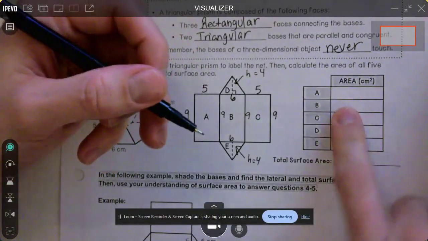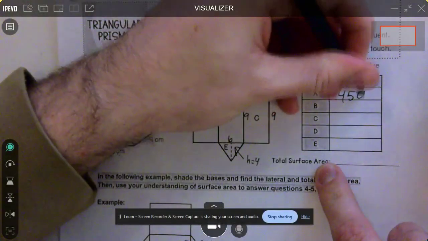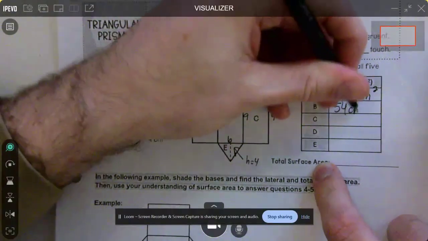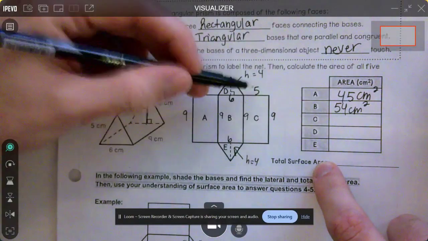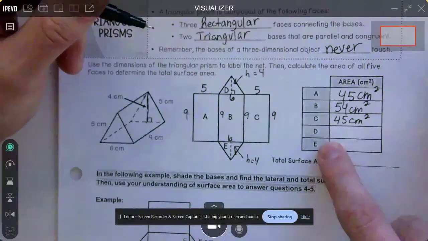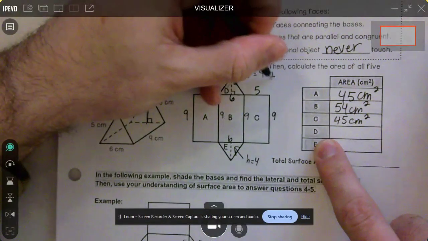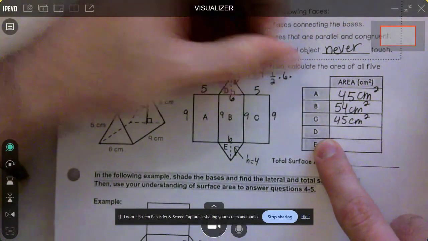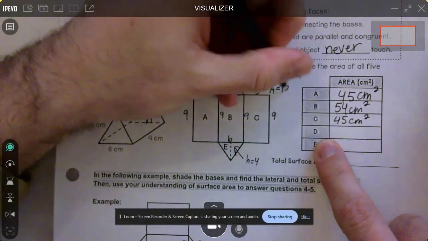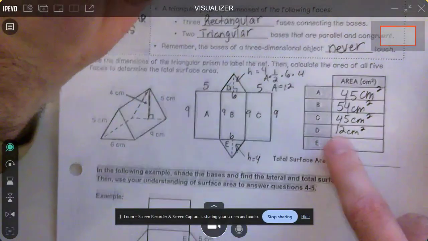Now let's find the area. Area of rectangle A, 9 times 5, 45 centimeters squared. Rectangle B, 9 times 6 is 54 centimeters squared. Rectangle C, 9 times 5, 45 centimeters squared. And then triangle D would be 1/2 times the base, which is 6, times 4, which is the height. And you get an area of 12. And we know that the triangular bases are the same shape, same dimension, so they have the same area.